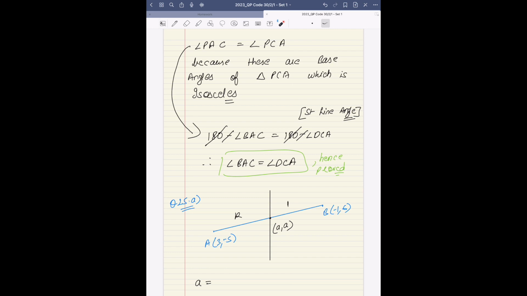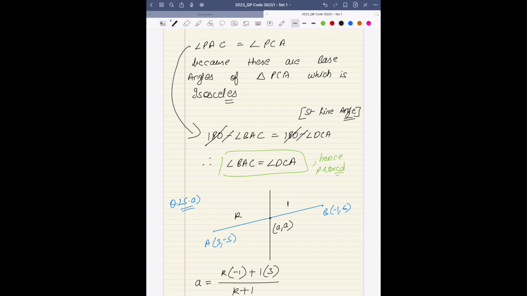Okay, I'm not going to write the formula. We have already used the section formula earlier in section A. So mx2, this is m, this is n. So x2 will automatically be this. So mx2 plus n x1 divided by m plus n, right?